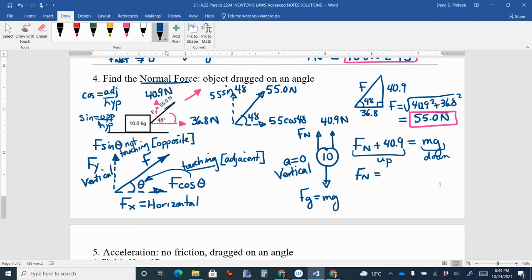So here the Fn is going to be mg, which is 10 times 9.81 minus 40.9. And the normal force in this case is going to equal 98.1 minus 40.9 equals 57.2.